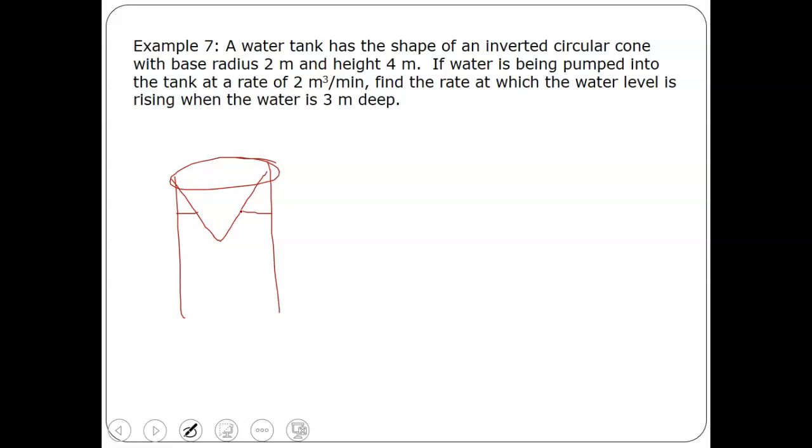A water tank has the shape of an inverted circular cone with base radius 2 meters and height 4.